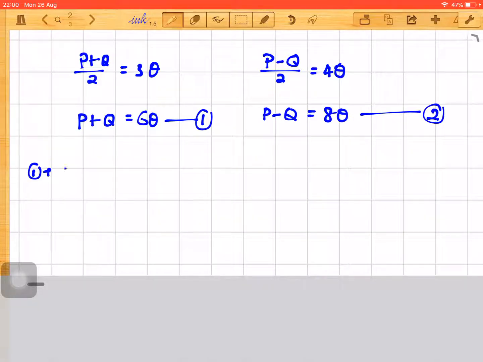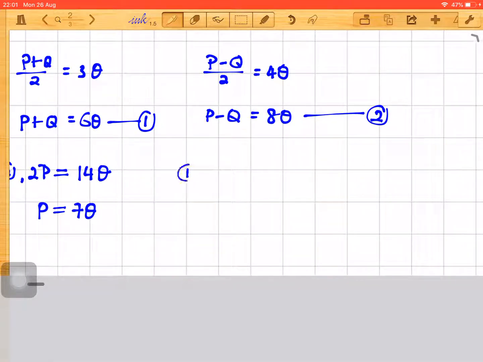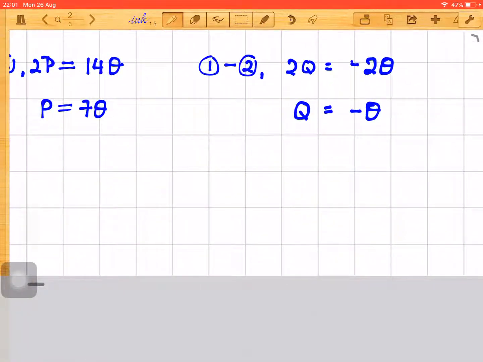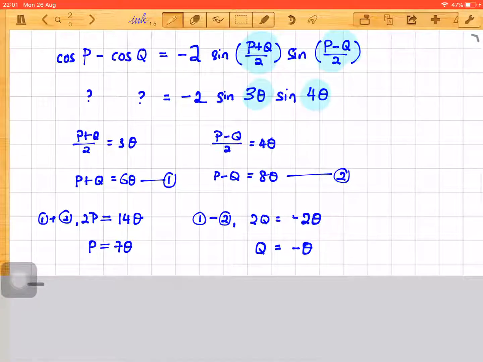1 plus 2, you will get 2p equals 14 theta, where p is 7 theta. And another one, 1 minus 2, you get 2q equals 6 theta minus 8 theta, which is negative 2 theta. So your q is negative theta. Please take note of the negative here. So what we're gonna do, we're gonna put it back into here.